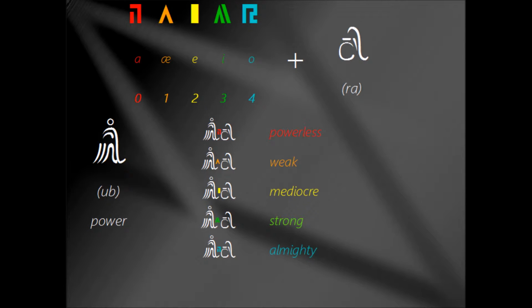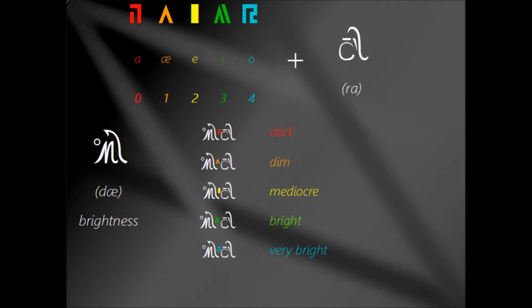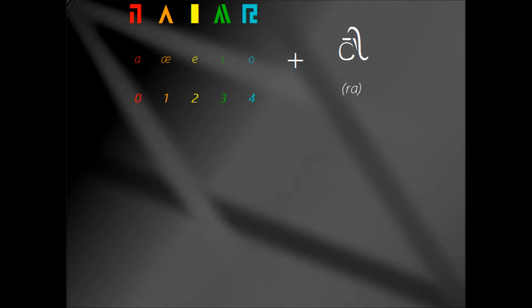Another example is dai, which means brightness, with qualifiers attached. Dai ara, very dark or even pitch black. Dai aera, dark or dim. Dai era, mediocre or dimly lit. Dai ira, bright, and dai ora, very bright or blindingly bright. The qualifiers are highly productive root words that provide ample amounts of vocabulary to the language.